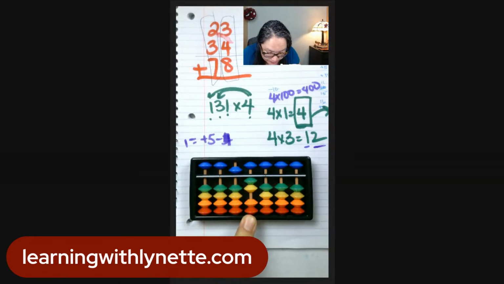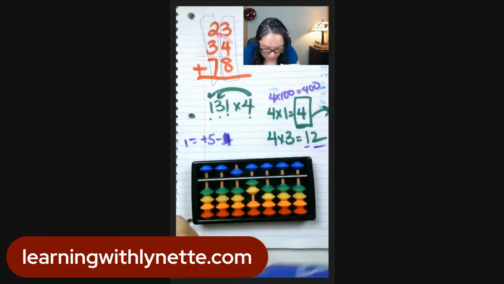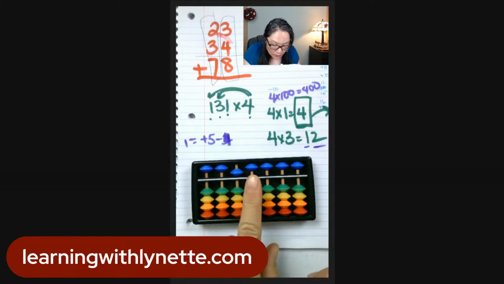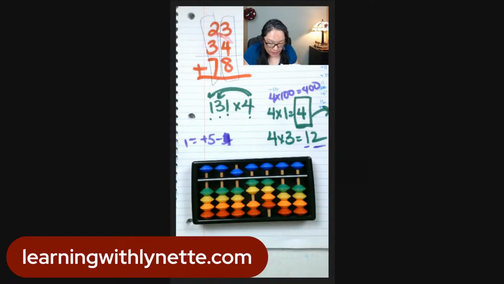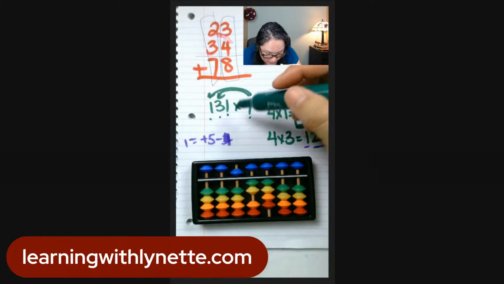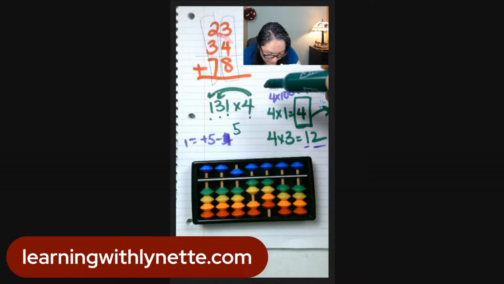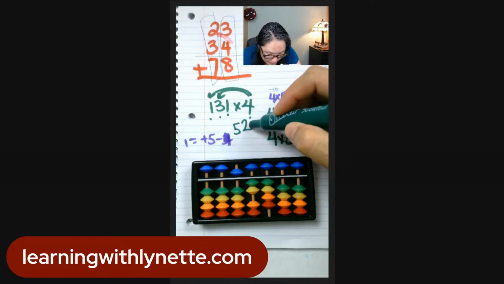So we're done with that. What's next? 4 times 1. 4 times 1 is 4. 4 is a single digit. We go back to 4 and we add the 4. And that's it. So my final answer is 524.